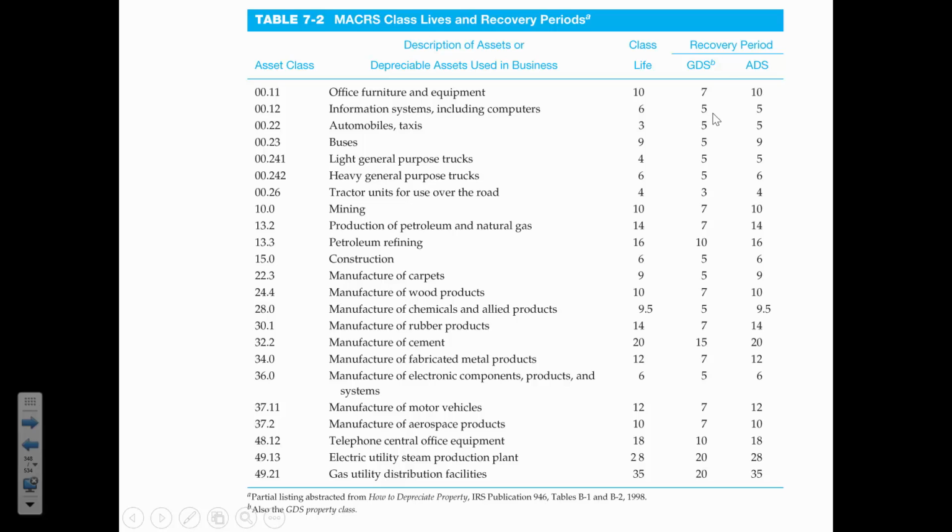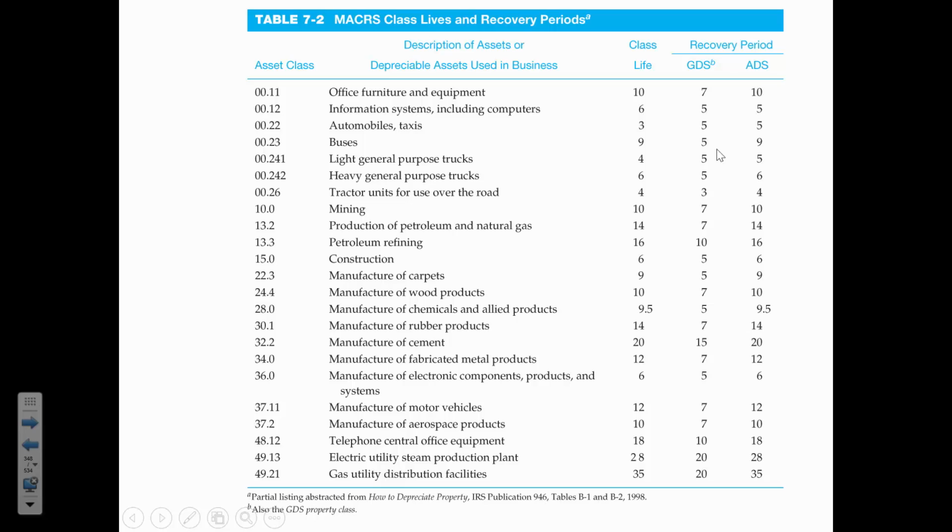In rare instances, the GDS period is greater than the class life. And that doesn't happen very often, but sometimes, for instance, they're rounding up light general purpose trucks. That went from 4 to 5, probably just because it was the even going to an odd type thing. But then here in the cases of automobiles, the class life is 3, but the recovery period is 5. And so it's tough to know exactly all the wheeling and dealing that went into that decision, other than the government has to receive a certain amount of revenue, and if they're extra favorable to one industry, then they have to be relatively less favorable to another.